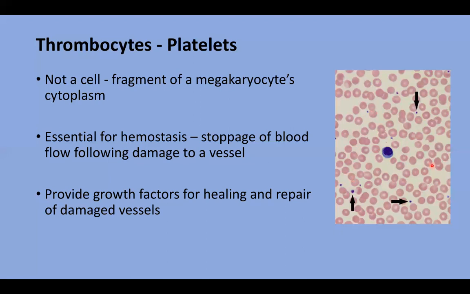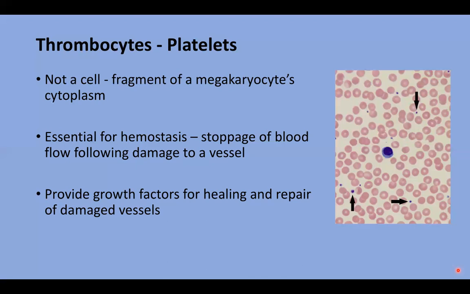Even though they're small, they have a very, very important job. They're going to be essential for hemostasis. And hemostasis is the stoppage of blood flow following damage to a vessel. So that's a very fancy way of saying when you cut yourself and you start to bleed, the thrombocytes or the platelets are going to be responsible for stopping the bleeding. Again, pretty important, because I don't know about you guys, I'm pretty clumsy, cut myself a lot. If I didn't have these thrombocytes, I would have been dead years ago because I would have bled out just based on little tiny cuts that I have from working with things.